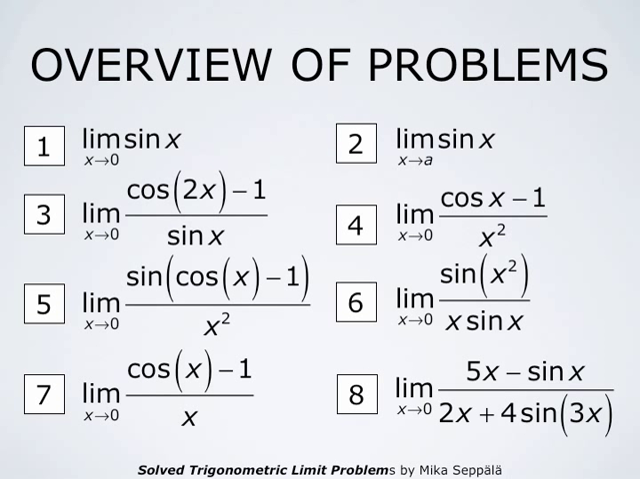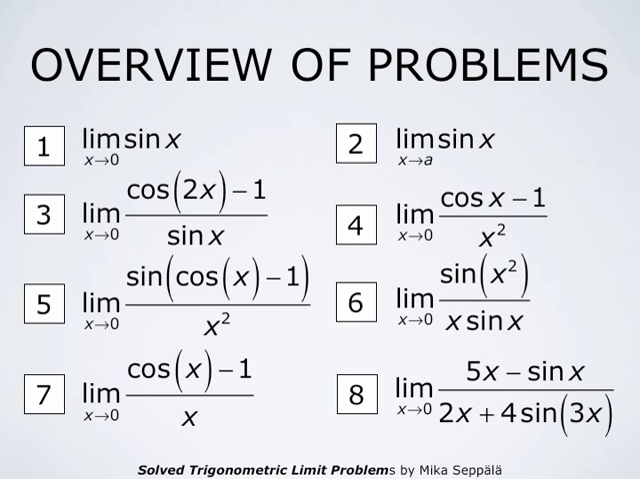Overview of problems. First problem, we compute limit as x approaches 0 of sine of x. Second problem, limit as x approaches a general number a, sine of x. Third, limit as x approaches 0, cosine 2 times x minus 1, and that divided by sine of x. Fourth, limit as x approaches 0 of cosine x minus 1 divided by x squared.